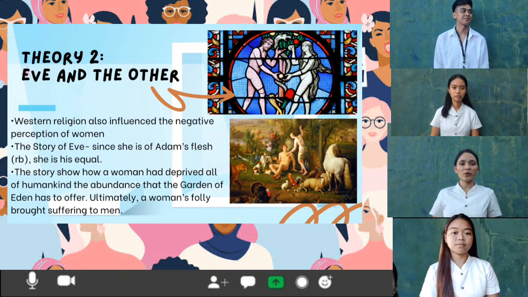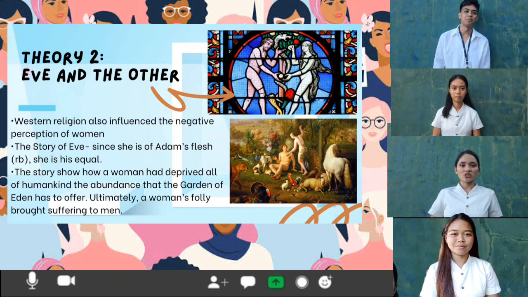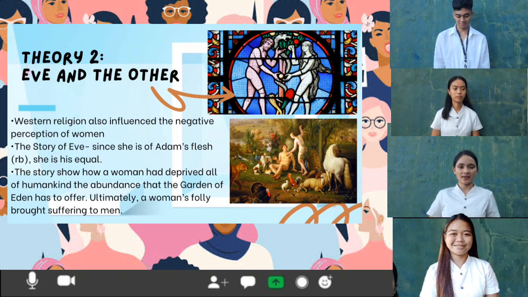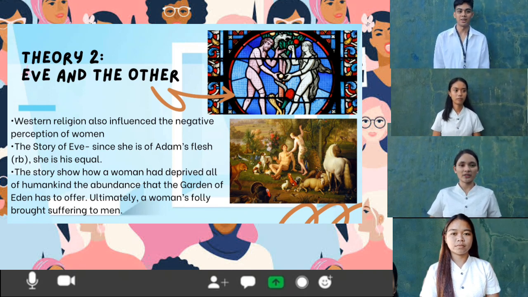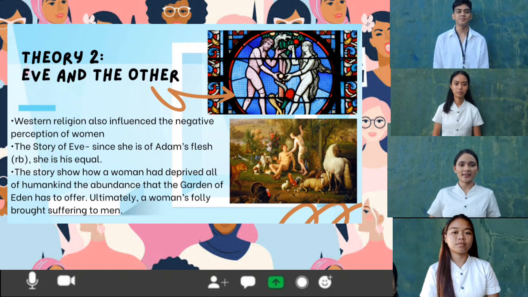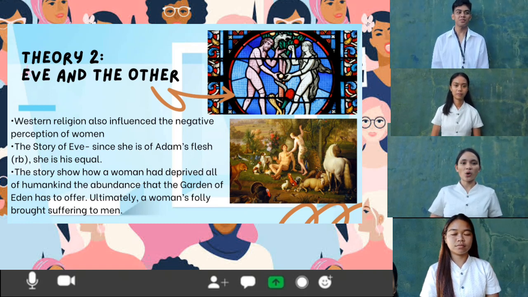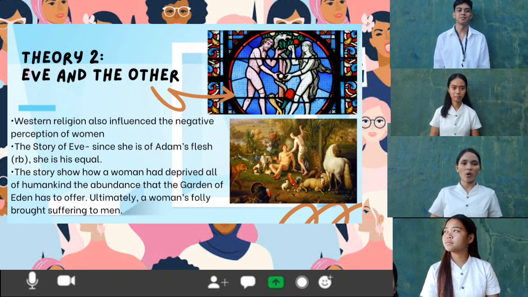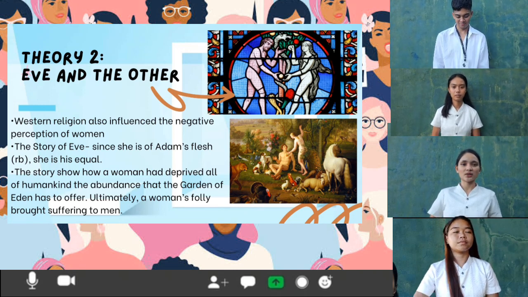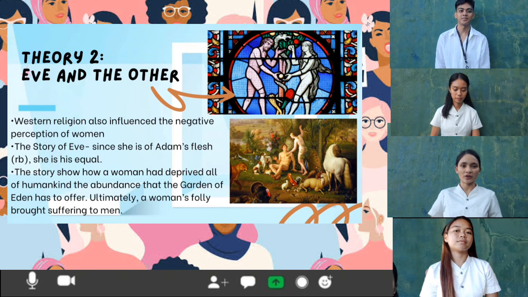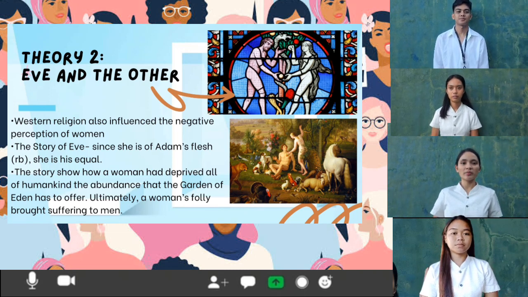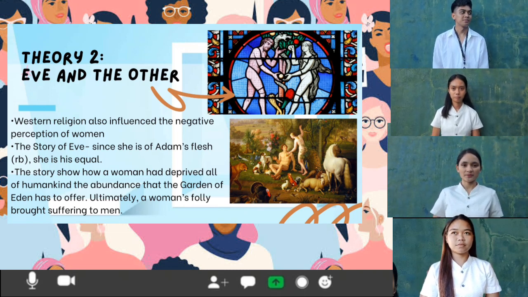She believed they were created equal, both from the dust of the earth. Thus, she should not have to lie beneath him. After Adam disagreed, Lilith fled the Garden of Eden to gain her independence. The stories show how a woman deprived all of humankind of the abundance that the Garden of Eden has to offer. Ultimately, a woman's folly brought suffering to men.